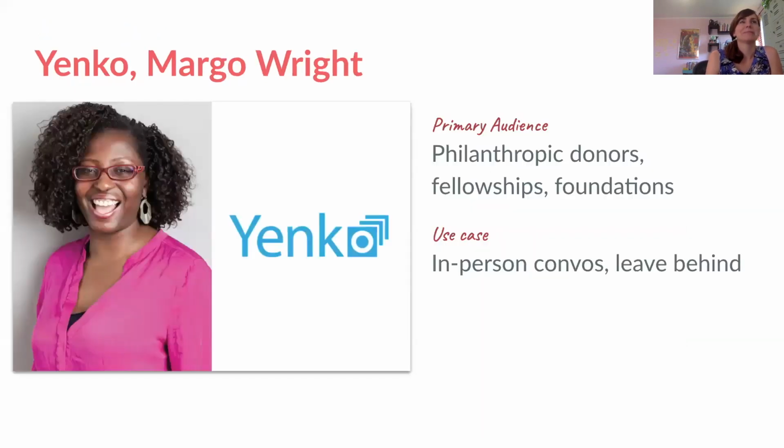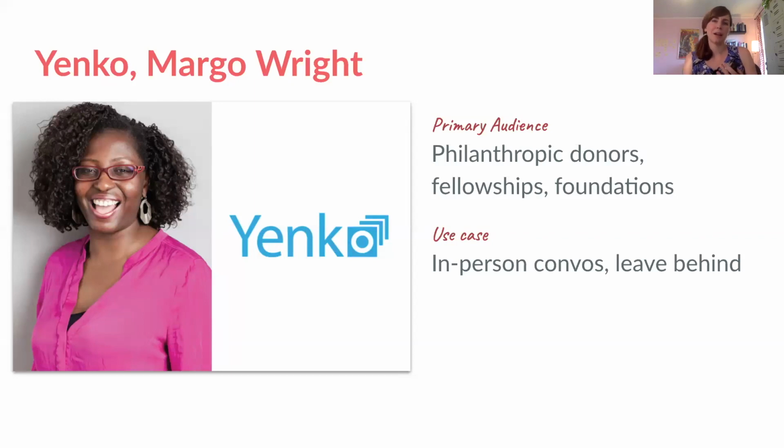Okay, let's look at another example. This is a company called Yenko, founders Margo, Wright. Yenko is essentially developing apps and technology to help students not lose their financial aid. Last week I had Scholly as a little bit of an example. They help students find scholarships. Well, Margo's kind of on the back end of that.